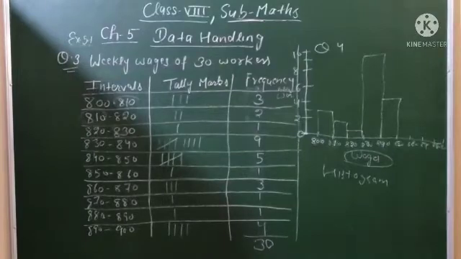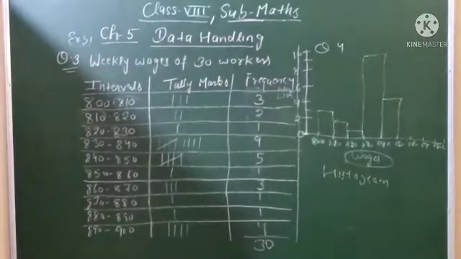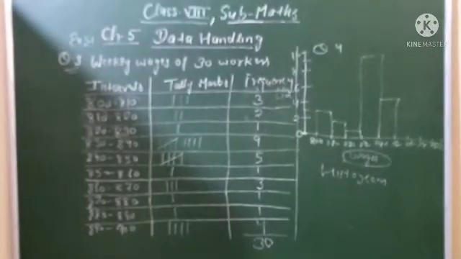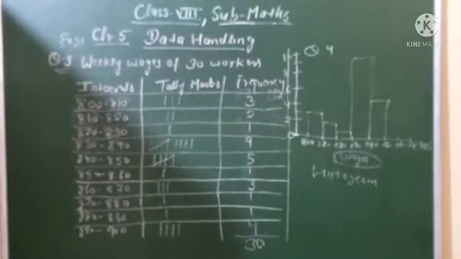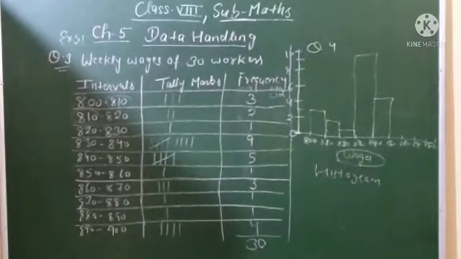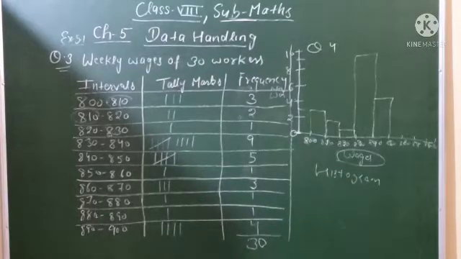In question number 4, you have to draw the histogram using the frequency distribution table of question number 3. First of all, you will draw two lines, a vertical and a horizontal line. On the horizontal line you will mark all the intervals like 800 to 810, 810 to 820, 820 to 830. On the vertical line you will mark the number of workers, at a difference of 2: 0, 2, 4, 6, 8, 10.